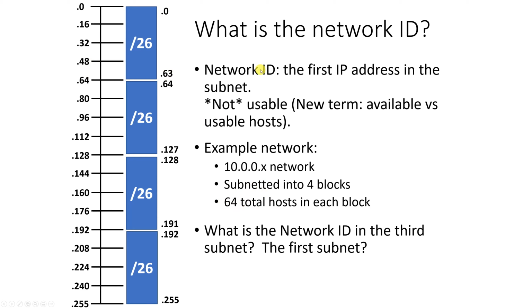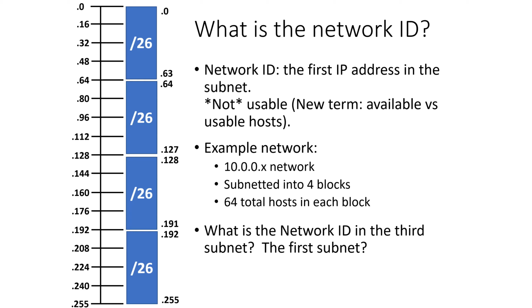Well, the network ID is not usable. So now we're down from 64 to 63, but we're not done yet. We're going to subtract another one later on. So just hang with us. But for right now, the network ID, it's the first IP address in the subnet. It is not usable. Okay, so just make sure we get our terms straight. Total versus usable.